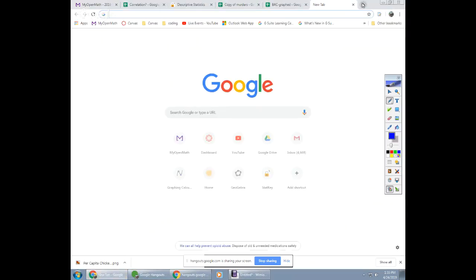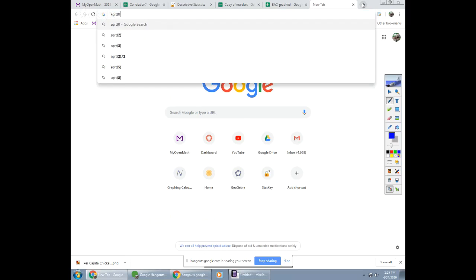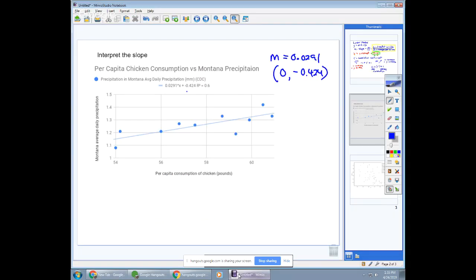So let's take the square root of 0.6, I believe it was, that'd be about 0.77. So r in this case is approximately 0.77. So it's not super strong, like 0.8 or 0.9, but it's not very weak below 0.5. So there's some correlation between these two variables.